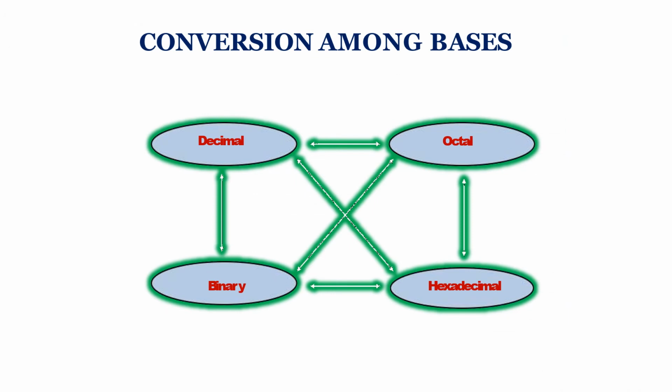So the next topic is conversion among bases. As I told you, we have just discussed base 2, base 10, base 8, base 16, that is binary, decimal, octal and hexadecimal. Now we are able to convert these numbers from one to another. That means decimal to octal, octal to decimal, similarly binary to decimal, decimal to binary. Likewise, any number can be converted into the other form.